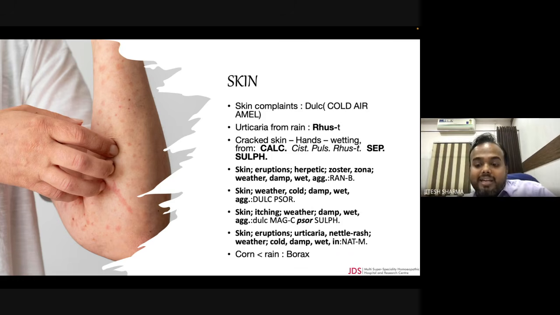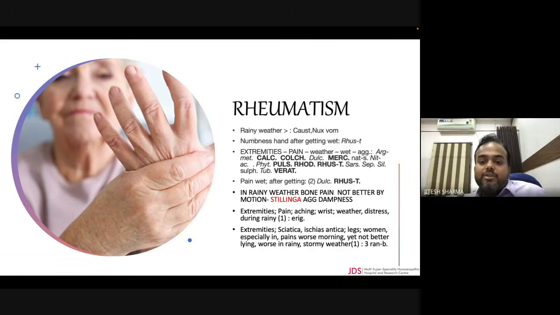Now, urticaria getting worse in cold damp wet weather: Natrum mur. Interestingly, corn people complain of aggravation and they have typical stitching pain. Stitching pain in the corn, Borax is the single remedy for that. Coming to the rheumatism part, rainy weather: like I told you, Causticum and Nux vomica. Numbness of hand getting wet: Rhus tox.